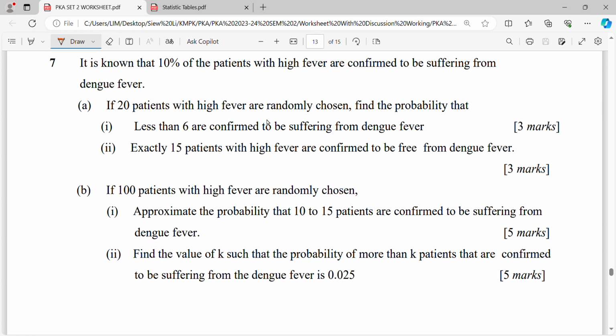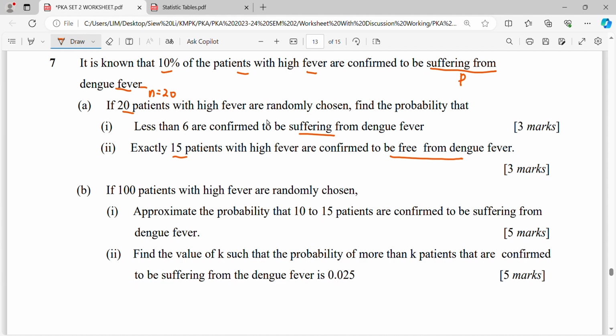So for this question, it is known that 10% of the patients with high fever are confirmed to be suffering from dengue fever. A sample of 20 patients with high fever are randomly chosen. Find the probability that less than 6 of them are suffering, and exactly 15 are free from dengue fever. So suffering from dengue fever is your P.